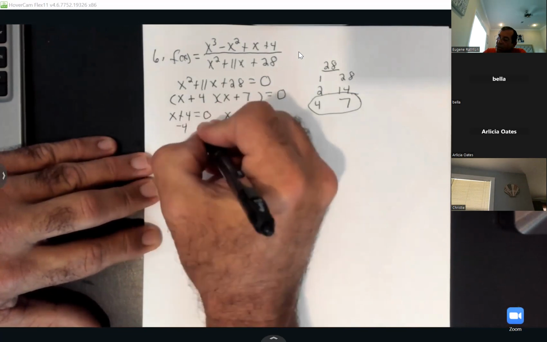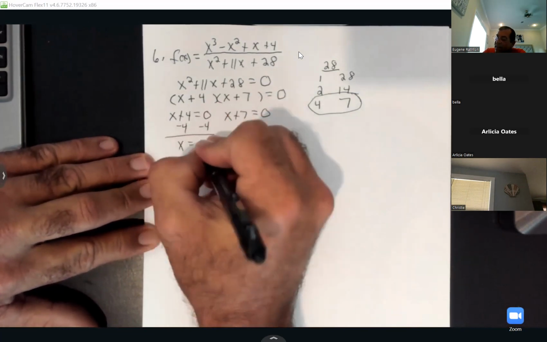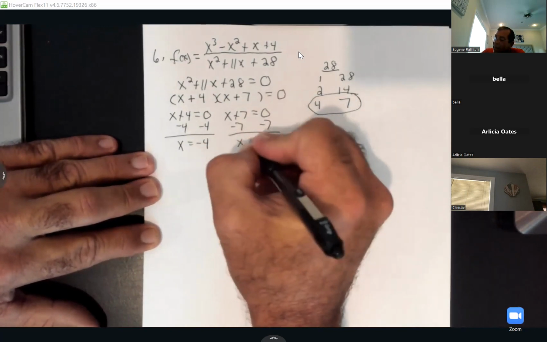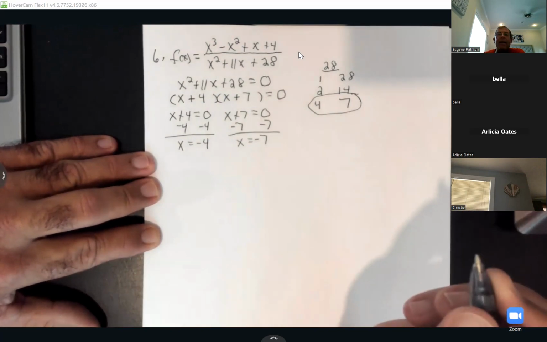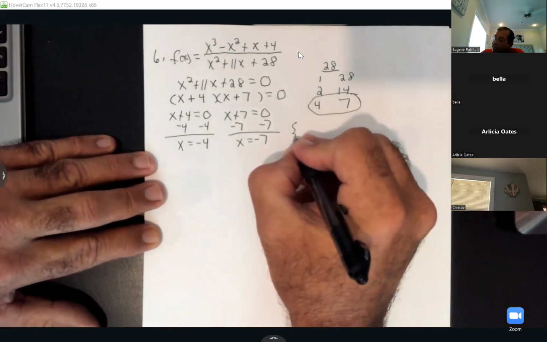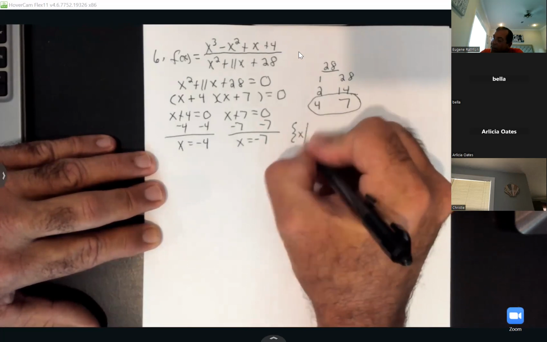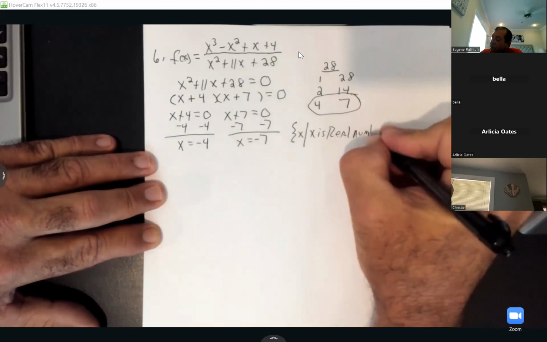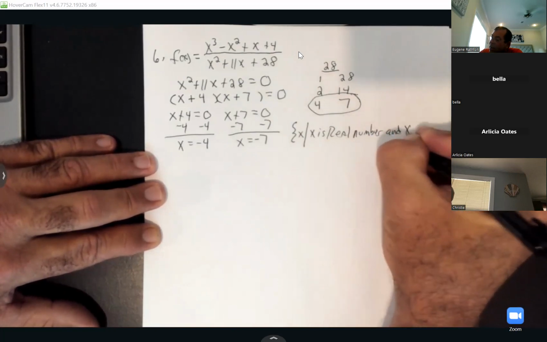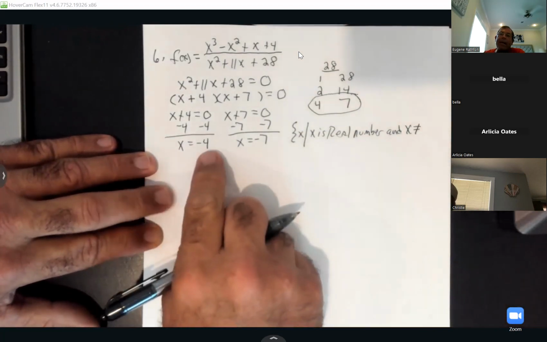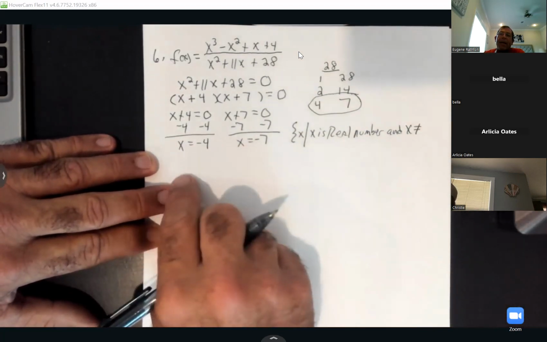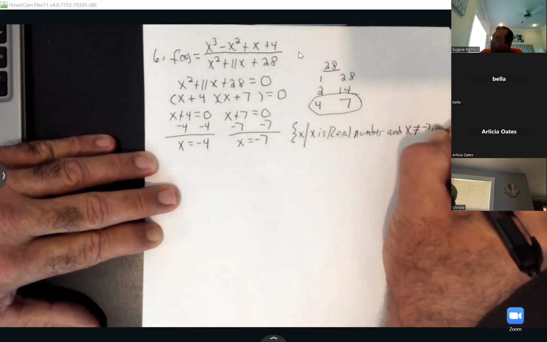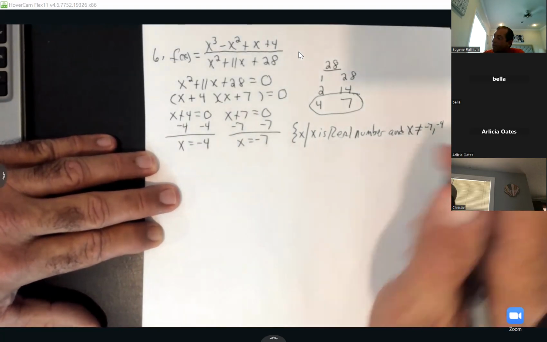For the first one, I'm going to subtract 4, and I get x is negative 4. For the second one, I'm going to subtract 7, and I get x is negative 7. All right, x such that x is a real number, and x cannot equal. Now you have to get these numbers in the right order from left to right. So the first number would be the negative 7, then the negative 4.